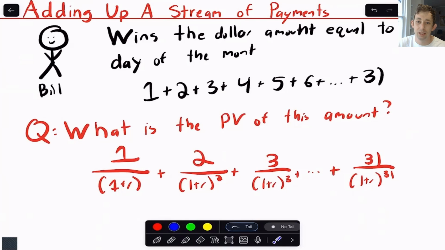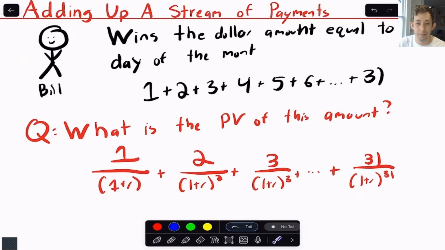What we can do is, for each payment, we can just use our present value discounting just like we did before. And so on the first day, that's 1 plus r, because that's 1 day from now. When we get the $2, that's 1 plus r to the second, because that's 2 days from now. And we can do that all the way up to 31, where we're taking 31 and dividing it by 1 plus r to the power of 31, because that's 31 days from now, and so we need to discount that all the way back to today.